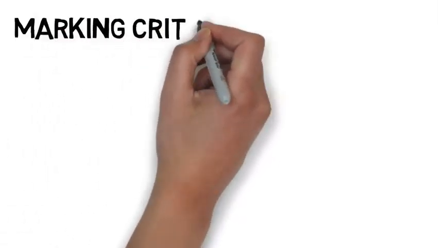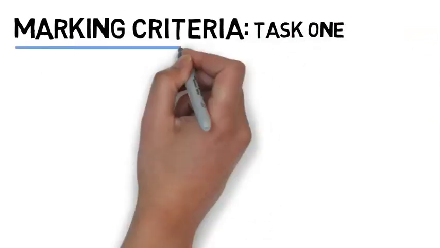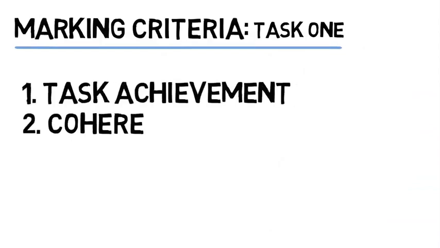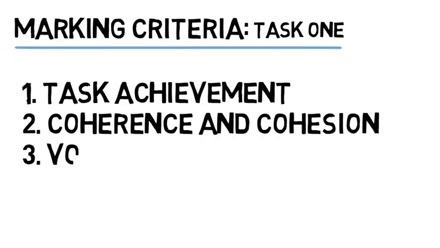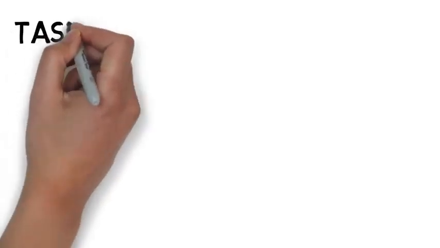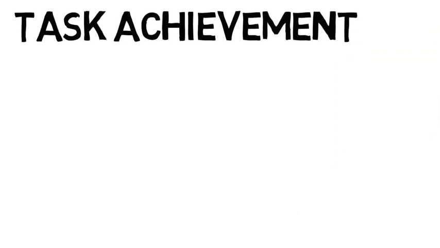In this session, I am going to explain the marking criteria for the Task 1. There are 4 areas that you will be marked on: task achievement, coherence and cohesion, vocabulary, and grammar. The first section is task achievement. This means how well you answer the question.